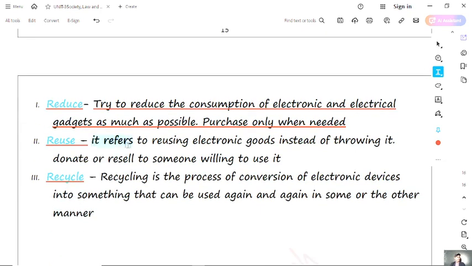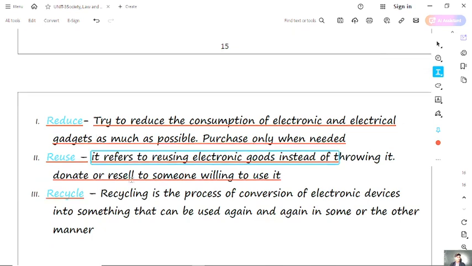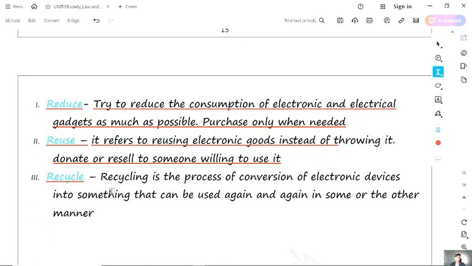Next, reuse refers to reusing electronic goods instead of throwing them away, and donating or selling, reselling to someone willing to use it. Simply, if you have purchased a new mobile, what do we do in common life? If I purchase one Vivo mobile and I want another mobile, an iPhone, we keep both mobiles. I keep this mobile also and this mobile also. That creates e-waste management problems.